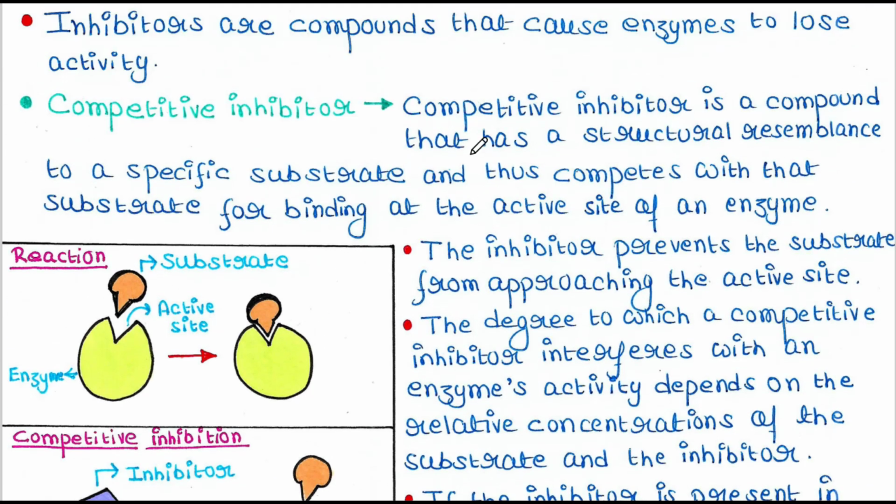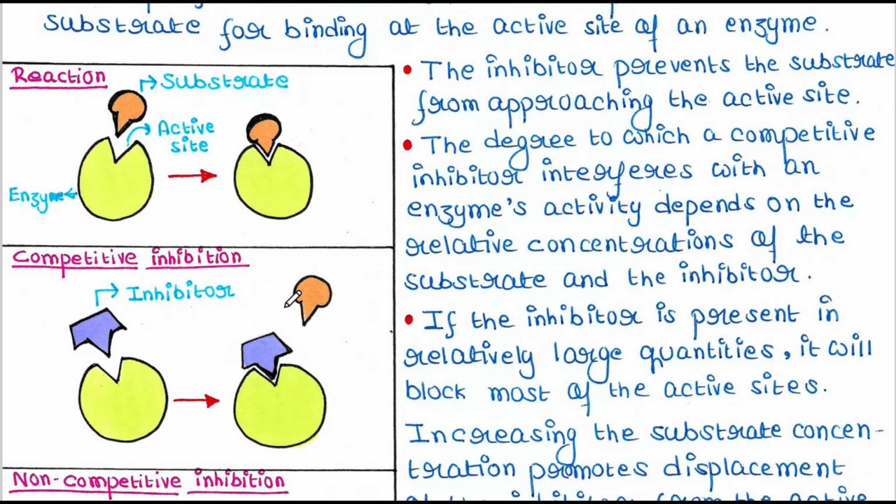So a competitive inhibitor is a compound that has a structural resemblance to a specific substrate and thus competes with that substrate for binding at the active site of an enzyme. The inhibitor prevents the substrate from approaching the active site. Once the inhibitor sits on the enzyme, the substrate is no longer able to fit.